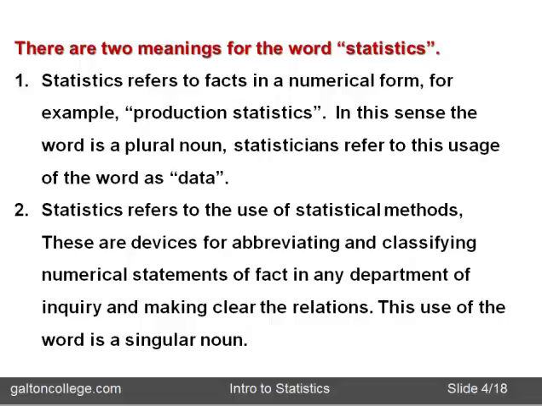Secondly, statistics is, or it refers to, statistical methods. These are ways of abbreviating and classifying numerical statements so that they become clear, understandable to us. In other words, the data has been refined into something we call information. Information is useful. Information is what we're looking for. Decision makers need information to make good decisions. And how we get good information is by refining data.